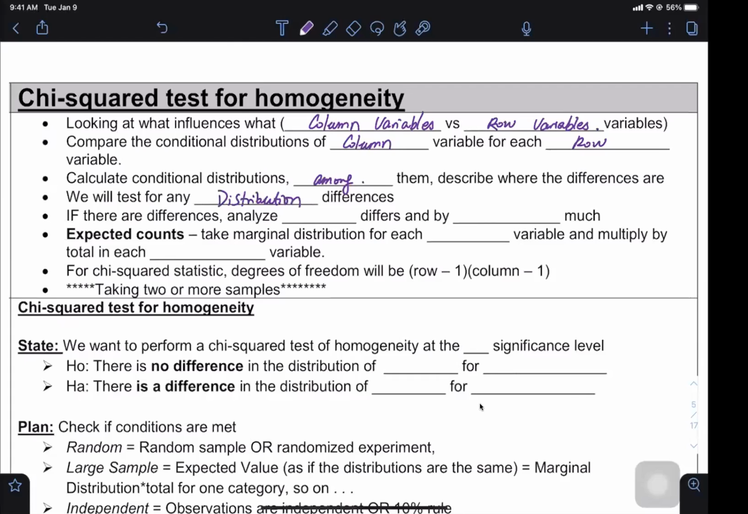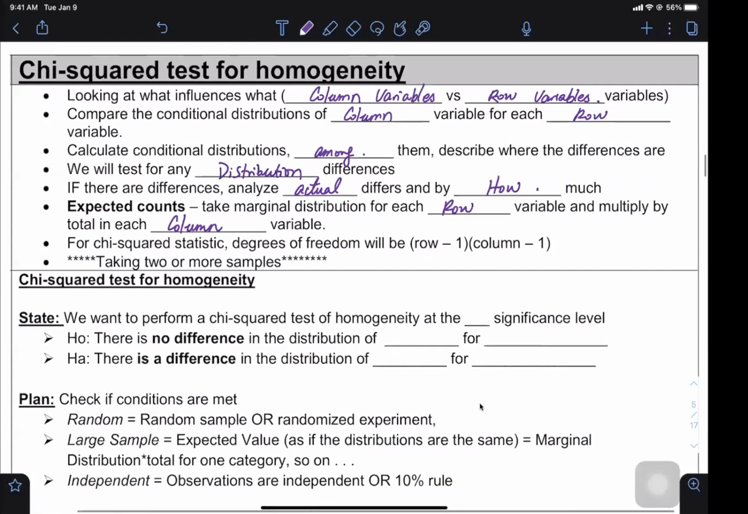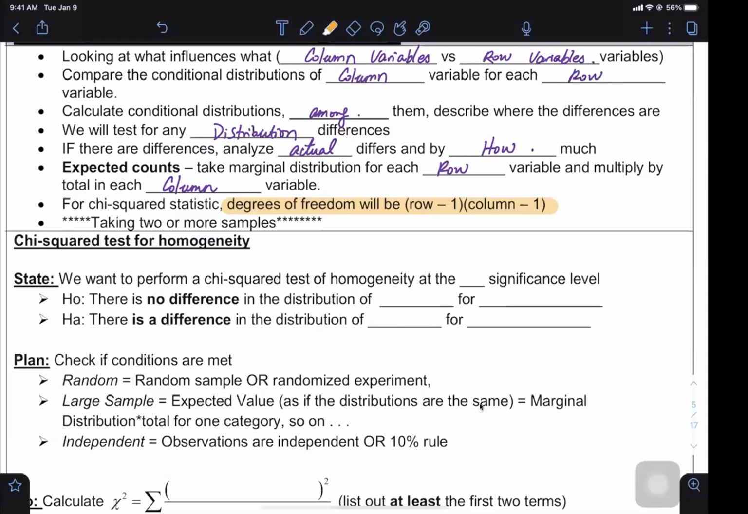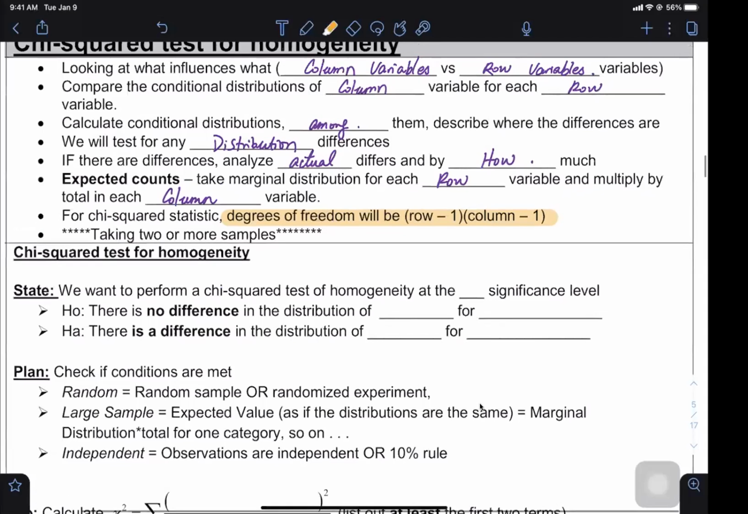And then if there are differences, analyze the differences and by how much, or the actual differences by how much. And for the expected counts, it takes the marginal distribution for each row variable and multiplies by the total in each column variable. And then the degree of freedom is going to be (rows minus 1) times (columns minus 1). That is the degree of freedom, because now we're going to work on matrix data.